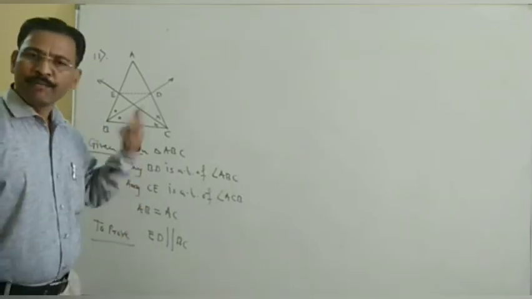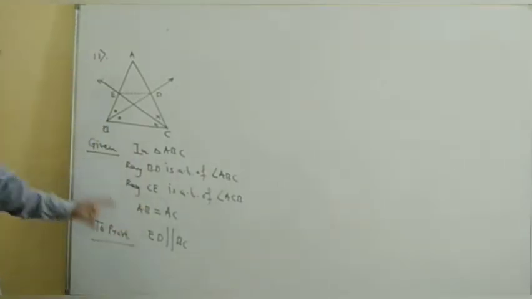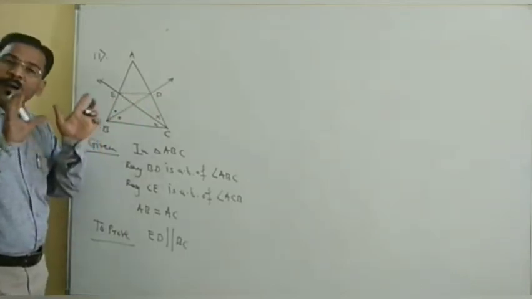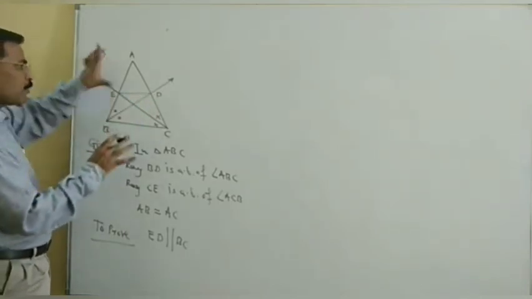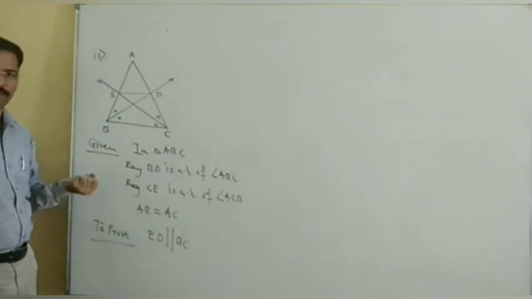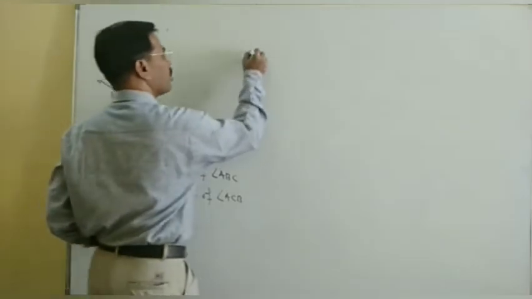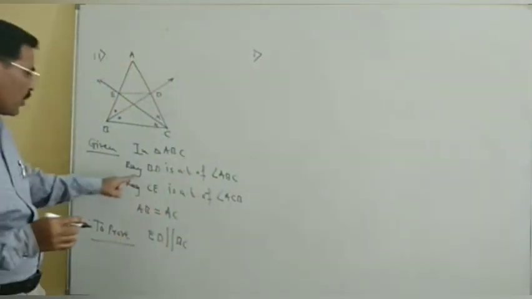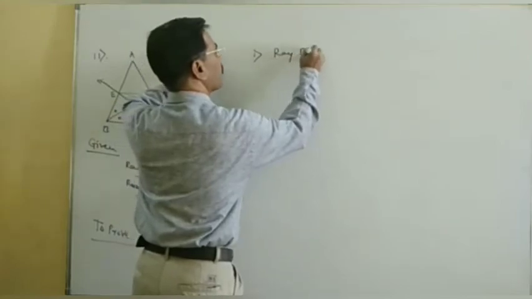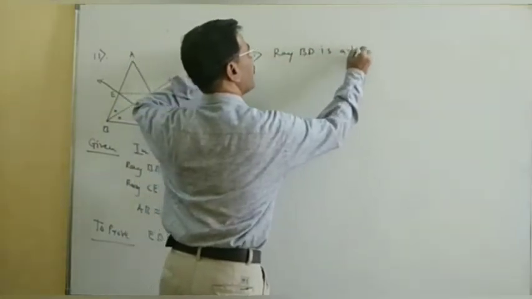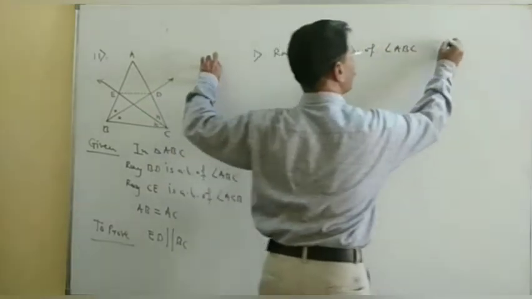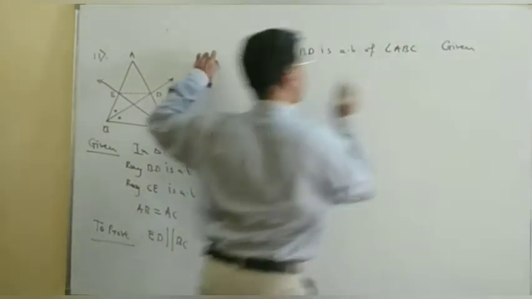See here, how can we prove this one? What is given to us? This CE and BD, both these are bisectors, and AB equal to AC is given to us. Using that concept, we can prove that one. Okay, see, first, one by one, we can write. First of all, ray BD is angle bisector of angle ABC, which is given to us.